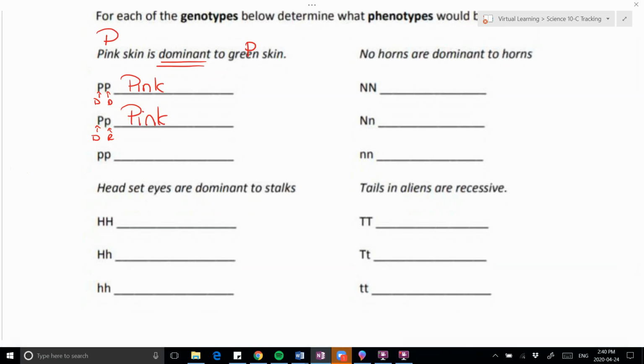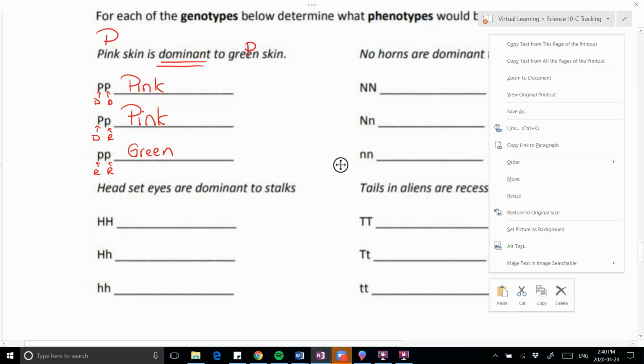We sometimes call those carriers because they have the recessive gene, but it doesn't show up. Now here I've got recessive, recessive. Now recessive alleles, if they are the only thing present, will show up. So here, because there's no dominant present, we're going to see that green.